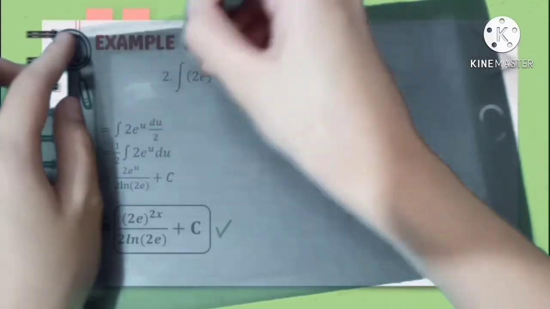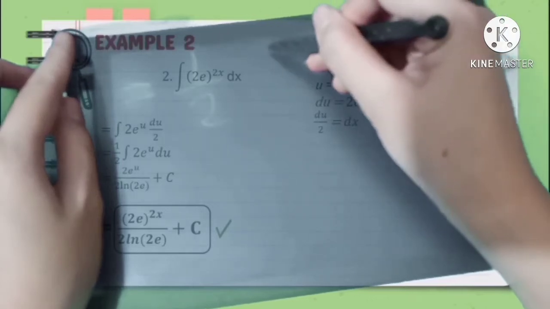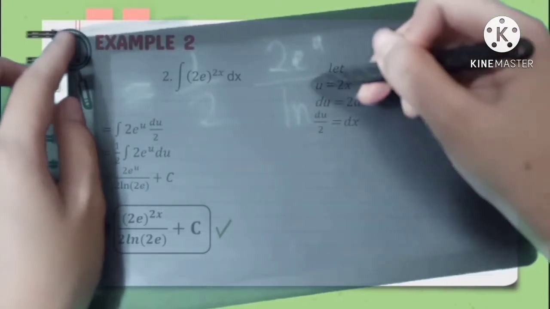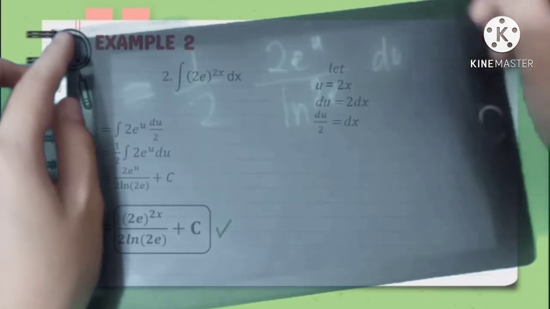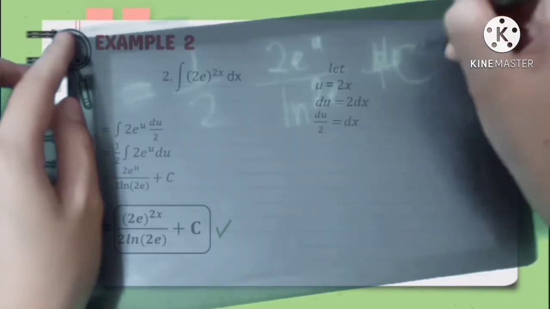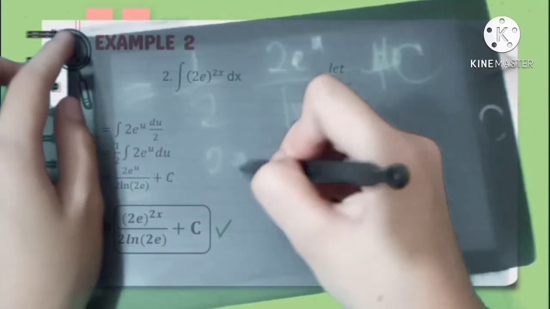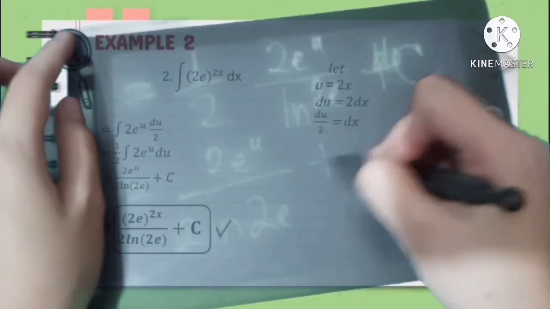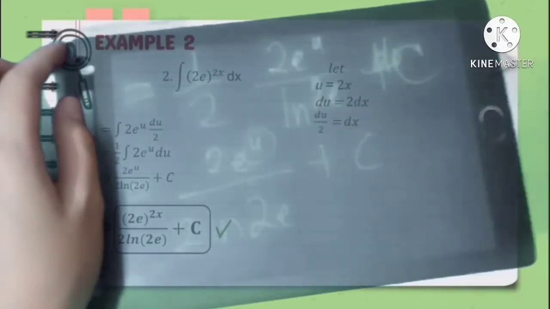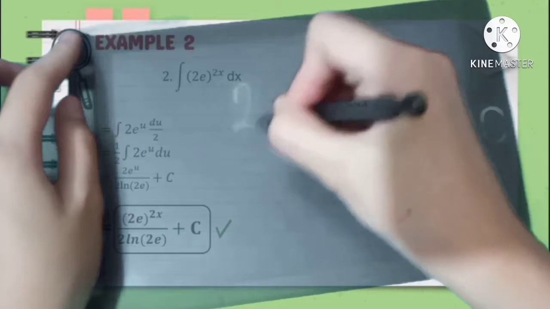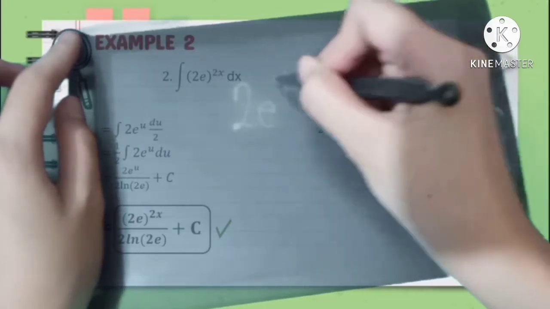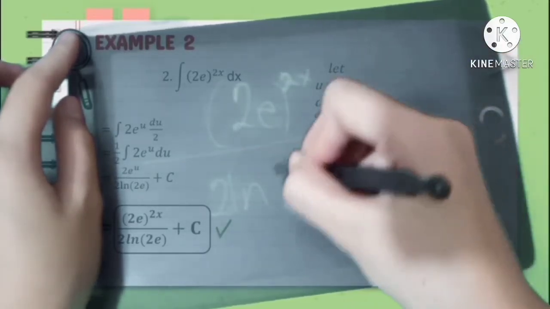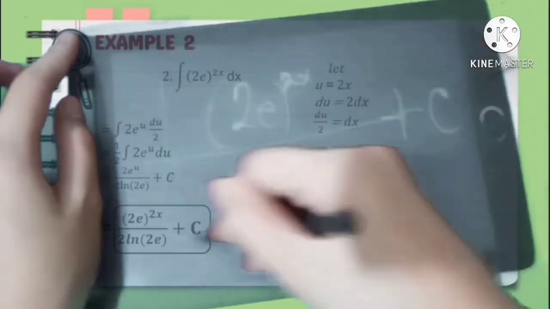So, that would be 1/2 times 2e raised to u over, diba, ln 2e. Plus c na kasi na-integrate na natin. So, plus c yan. So, that would be 2e raised to u over 2 ln 2e plus c. So, that would be the answer, pero substitute muna natin yung u. So, that would be 2e raised to u, which is the 2x, right, over 2 ln 2e plus c. And that would be our final answer.